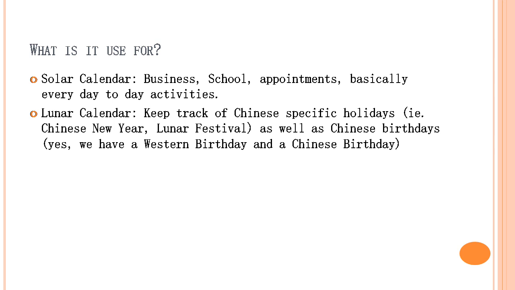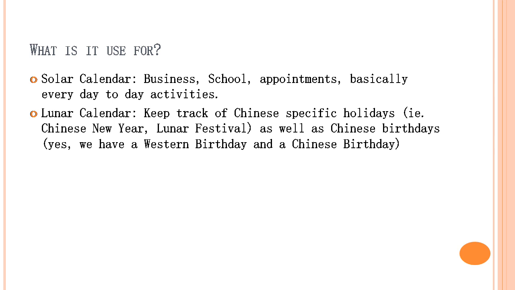Now, in terms of the lunar calendar, or gaolek in Cantonese, this calendar is used to keep track of Chinese-specific holidays. So, for example, Chinese New Year, which is Sunlin in Cantonese, and the Lunar Festival, which is Zhongqiujie in Cantonese, as well as your Chinese birthdays, we would use the lunar calendar.